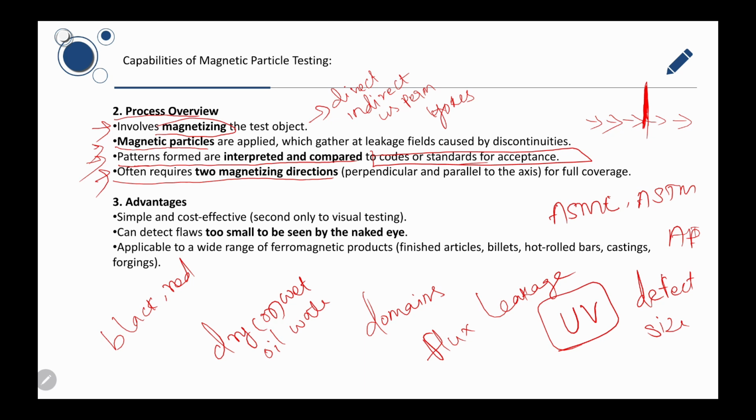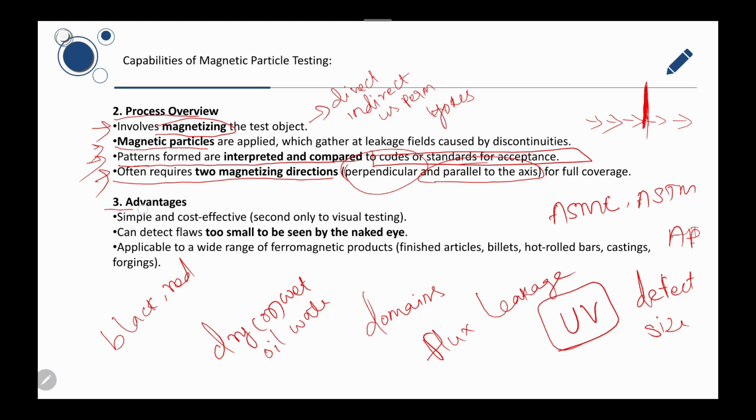If the crack is parallel to the field, the flux leakage may be minimal or absent and the defect could be missed. That's why for full coverage, we usually apply magnetization in two directions. One parallel to the part's axis and one perpendicular to the part's axis. This ensures that defects in any orientation have a chance to be detected.